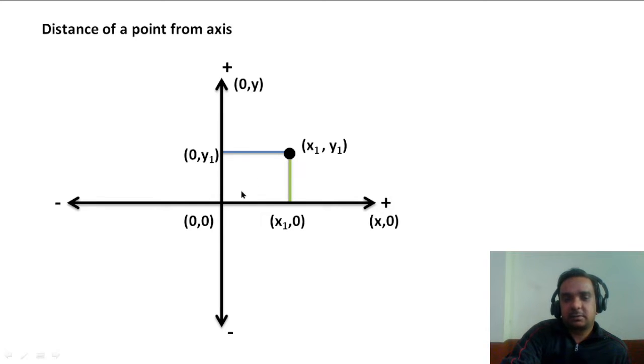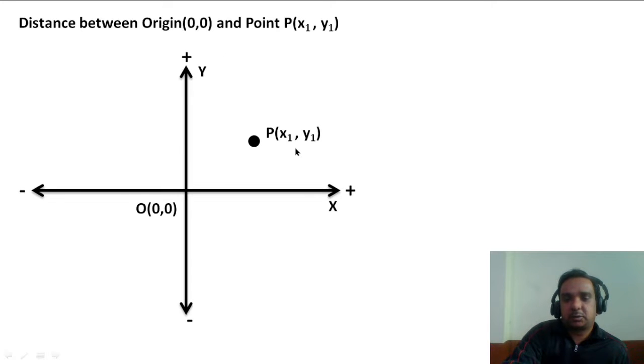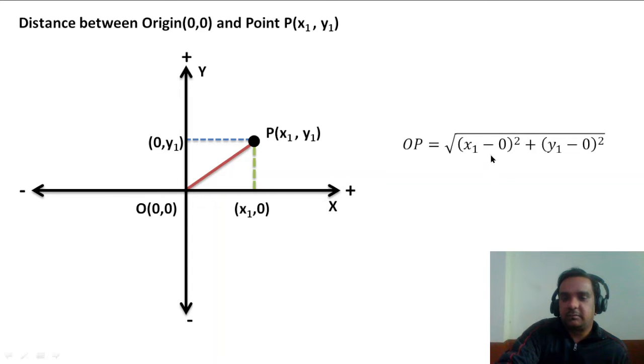To find its shortest distance, we will use the Pythagoras theorem, where hypotenuse square is equal to base square plus height square. Here the base is x1 minus 0 and the height is y1 minus 0. When we put these values in the Pythagoras theorem, we get the square root of (x1 minus 0) whole square plus (y1 minus 0) whole square, which is equal to root of x1 square plus y1 square.